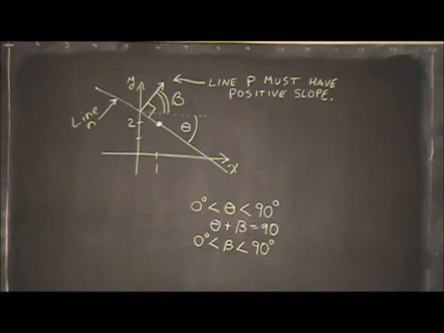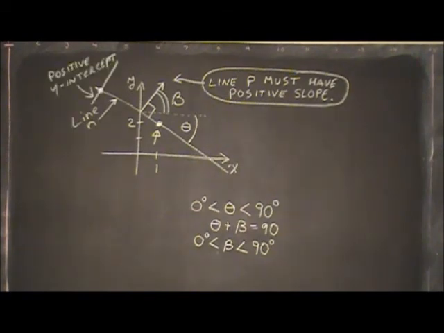Since beta must be between 0 and 90 degrees, we know that line P must have a positive slope. It does not have to pass through the point (1, 2). If it passed through this point, it would have a positive y-intercept, and it would also have a negative x-intercept. Therefore, of the choices given, the only choice that must be true is that line P must have a positive slope.